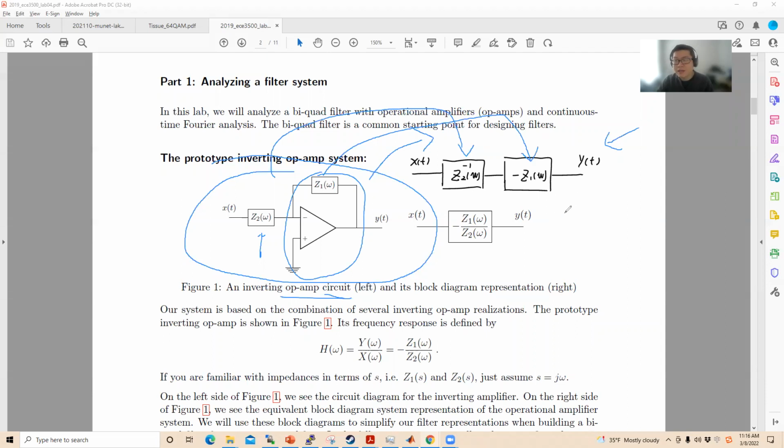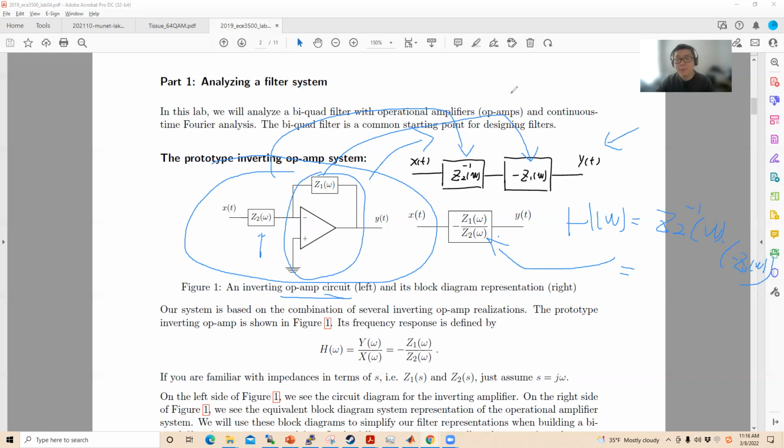Based on the cascaded system rule, if two individual systems are cascaded, the combined system response should be the multiplication of these two individual system responses. Which means it's the inverse of Z2(ω) times minus Z1(ω). You can see the final representation should be this.